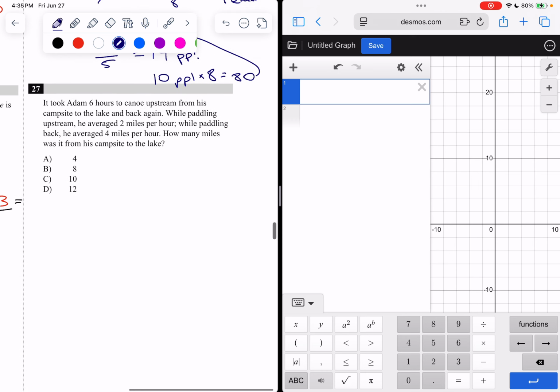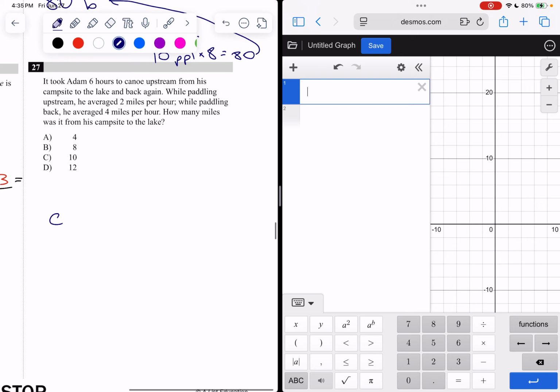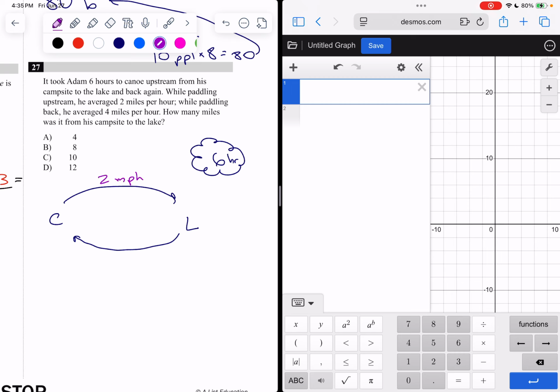Now let's take a look at one last problem for this back solve. It took Adam 6 hours to canoe upstream from his campsite to the lake and back again. So we're going from the campsite to the lake and back again, and that whole trip, I'll put it in a puffy cloud to represent the whole trip, took 6 hours. While paddling upstream, he averaged 2 miles per hour, and while paddling back, he averaged 4 miles per hour. How many miles was it from his campsite to the lake? We want to know how many miles was it from his campsite to the lake.